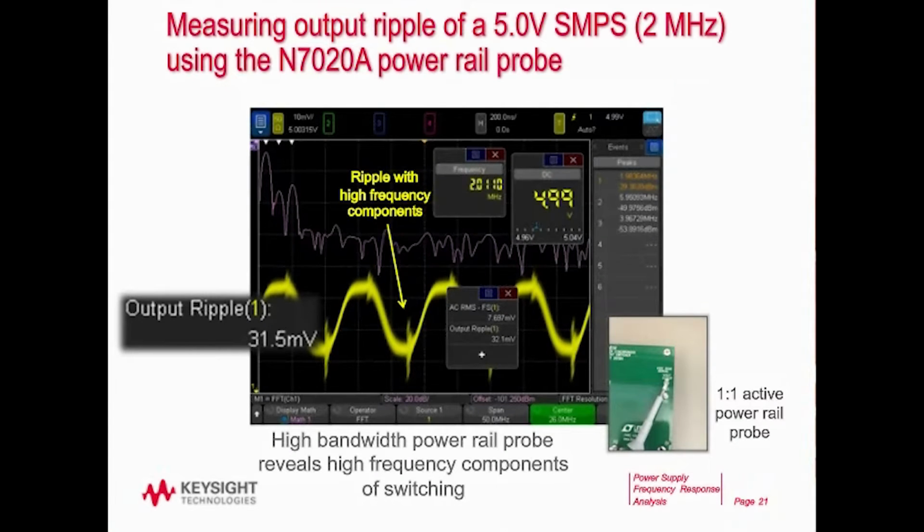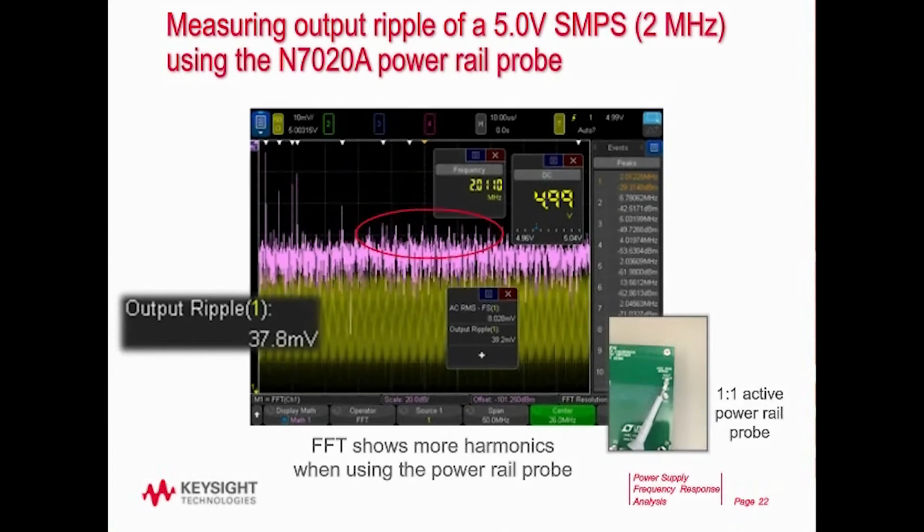So let's take a look at the same measurements we did earlier. This is on the switch mode power supply with a 2 megahertz switching rate, and now I'm using the 1-to-1 active power rail probe. What you can see the arrow pointing to there is high frequency stuff that was hidden before because of the limitation of the 35 megahertz probe. Now we can see this other high frequency information, and the overall output ripple has increased about 50%, from about 20 millivolts peak to peak to over 30 millivolts peak to peak, because now we're seeing things the other probe was hiding. And if I change the time base so I can do a better FFT, we can see all these higher frequency harmonics that, again, the standard 1-to-1 passive probe was hiding.